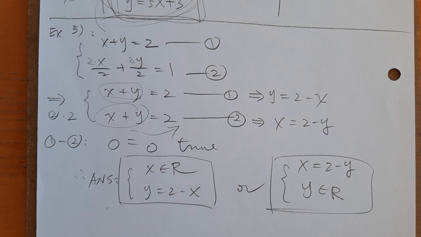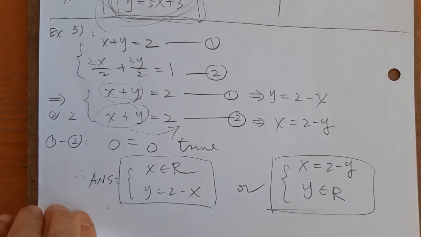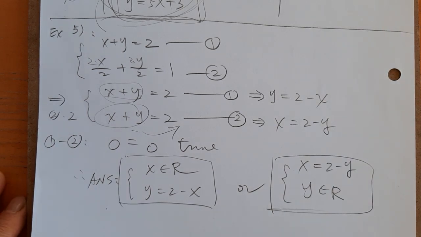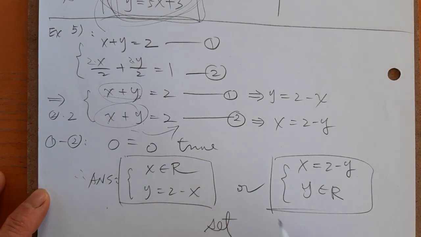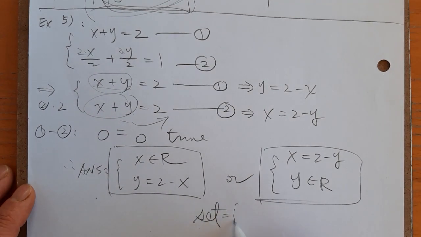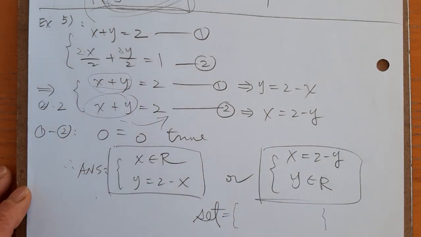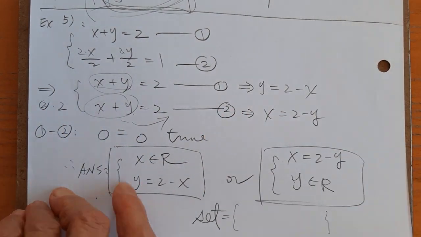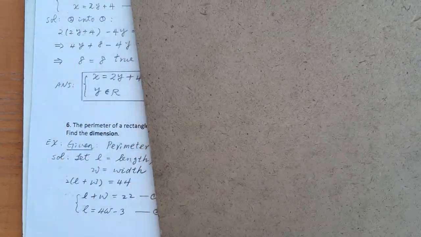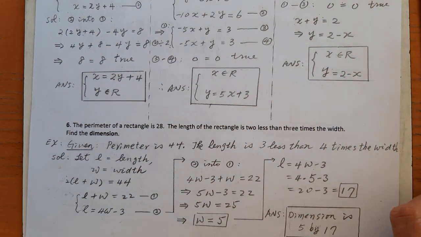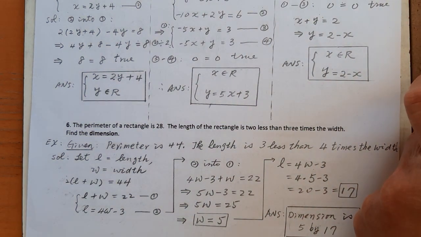You can put it this way. The two represent the same line. The same line is actually the set, the two sets. They are the same points, the same set. The elements in the set are the same, representing the same line. You can put it this way or this way. Infinite solutions. So that's question 5.